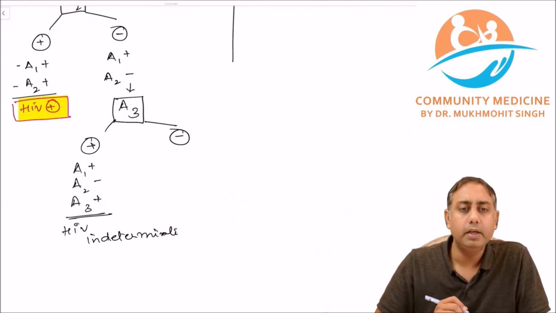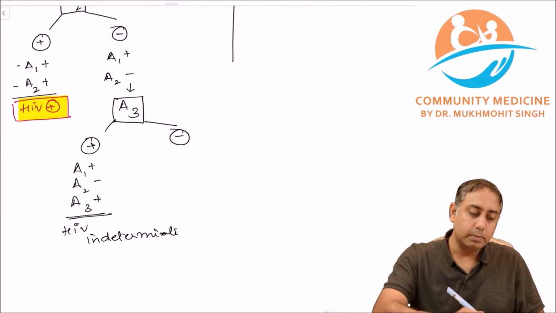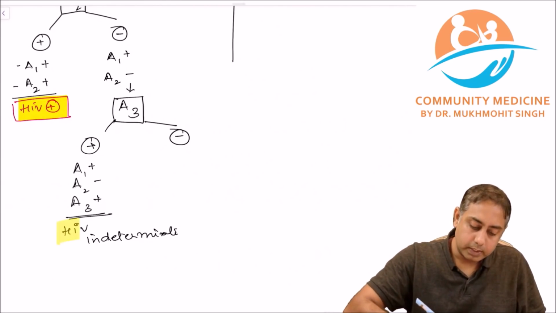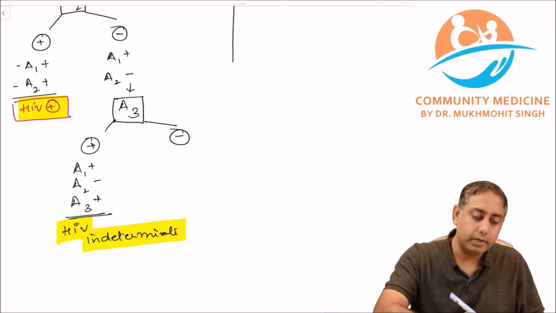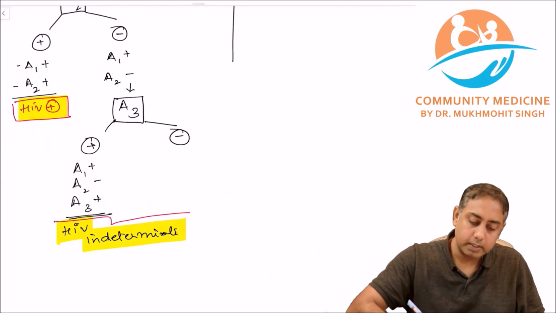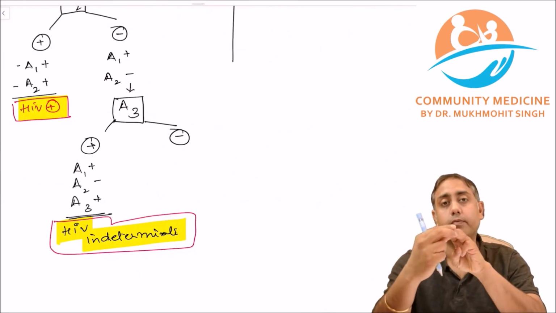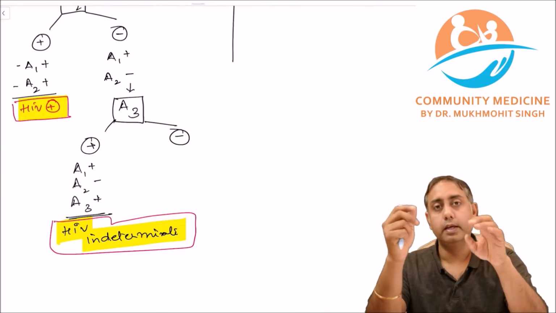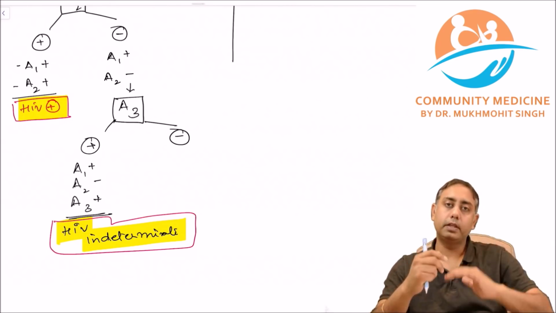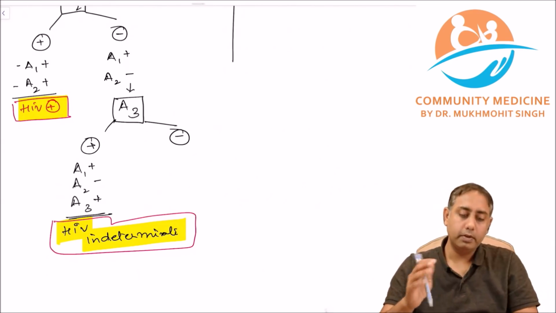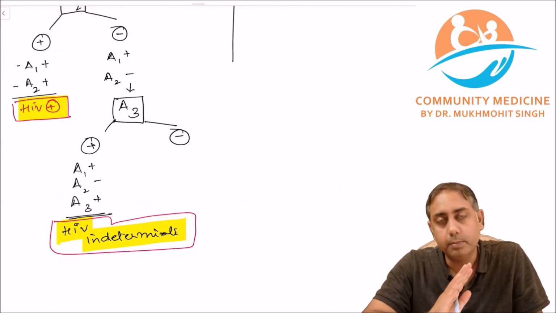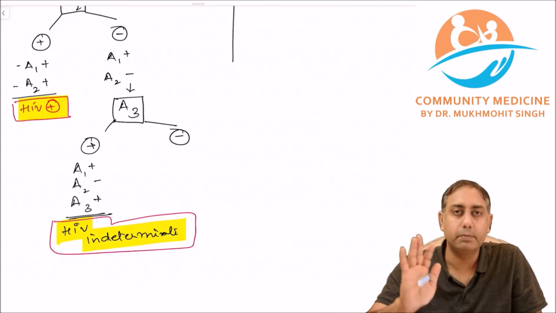This is HIV indeterminate, right? So please remember, what is HIV indeterminate? It is when out of 3 tests, 2 are positive and 1 is negative. The first test is positive, the last is positive, and the middle was negative. This is indeterminate. You do not label it as HIV. This is not HIV positive.